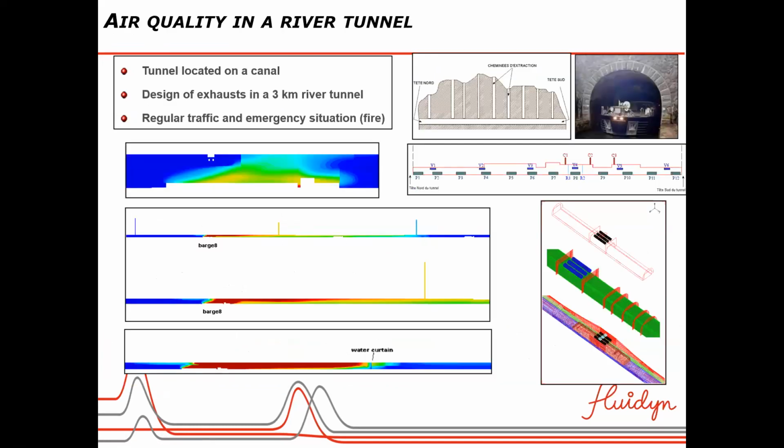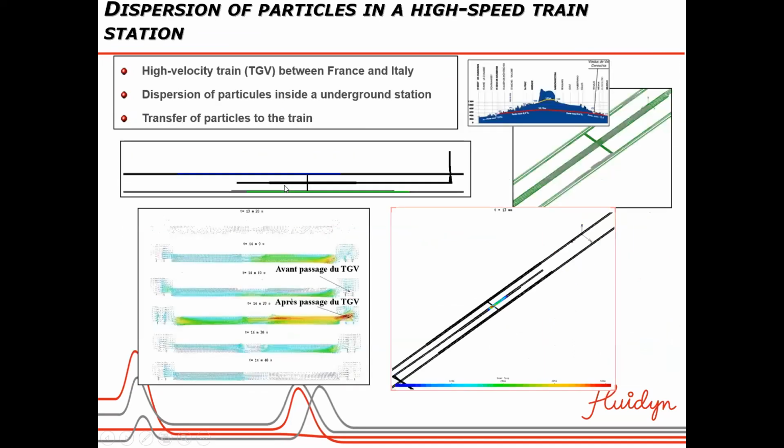So this is air quality inside a river tunnel. Suppose some emission, something which is emitted, how it is dispersed in that tunnel. That is the main interest. So this is like a dispersion at a high-speed train station, with velocity distributions.